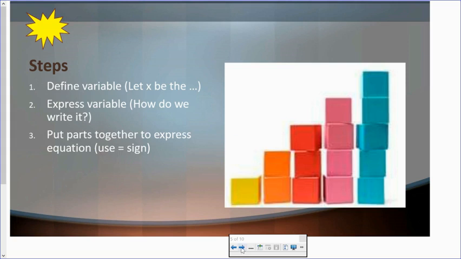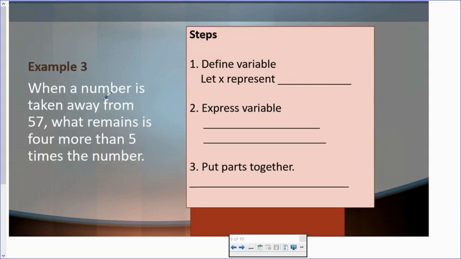All right, so let's go ahead and look at our next example. It says, when a number is taken away from 57, what remains is 4 more than 5 times the number. So we need to define the variable. I'm going to let x represent a number because we don't know what number they're talking about. So that is our unknown.